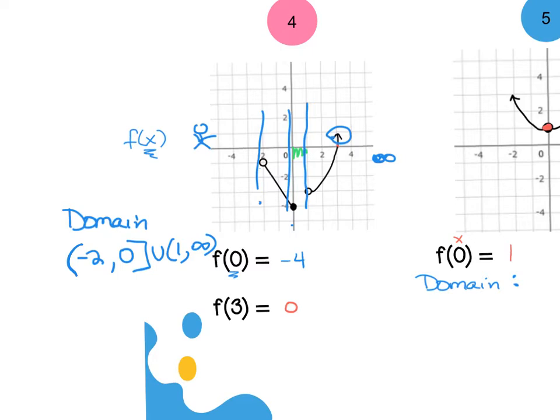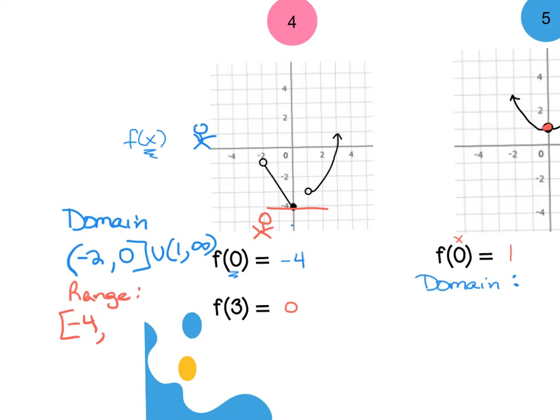All right, so that's the domain. Now let's do the range. Again, we're going to go from bottom to top. Let me get rid of the blue. So now we're going up. The first y value I hit is -4. It's closed, so it's a bracket.